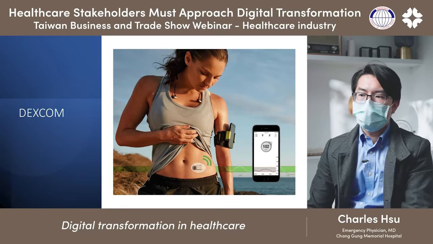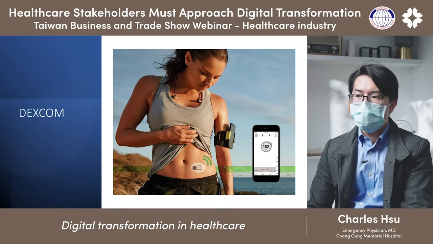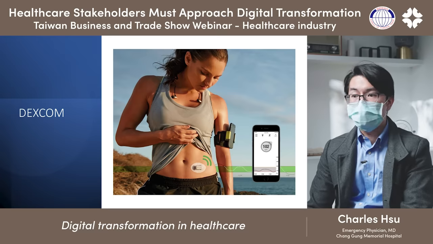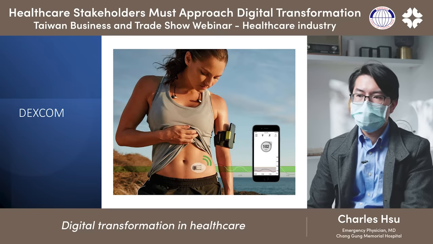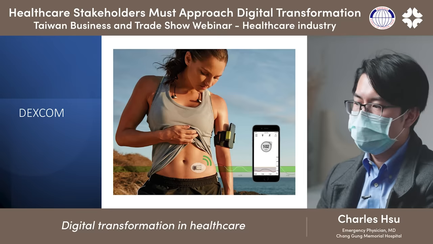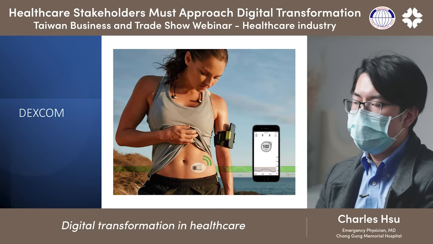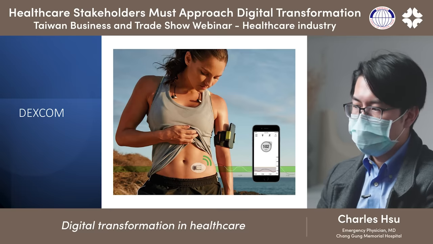Dexcom is the leading brand of continuous glucose monitor. By using this wearable device, you could get your blood sugar level every 5 minutes, so that you could adjust your diet accordingly or avoid extremely high or low blood sugar situations. Manage your diabetes without finger sticks.